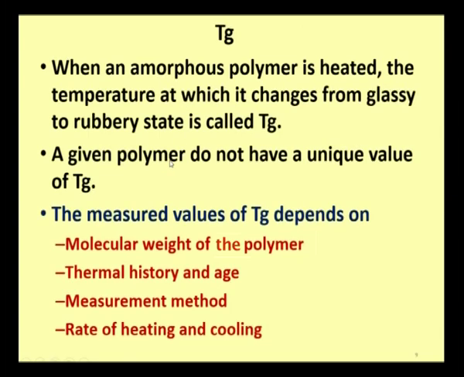Tg: when an amorphous polymer is heated, the temperature at which it changes from the glassy to the rubbery state is called Tg. A given polymer does not have a unique value of Tg; it could have a range of values for the glass transition temperature. Of course, the measured values of Tg by different methods may depend primarily on these factors, and other factors could also play a role. Primarily, the molecular weight of the polymer, the thermal history of the material and its age, the method of measurement used to determine the Tg value, and also the rate of heating and cooling.